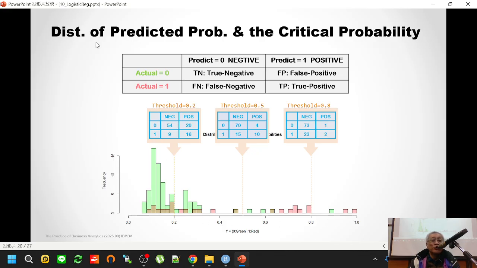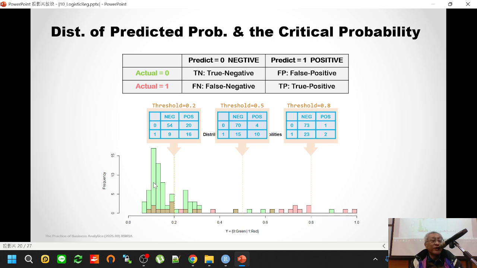And here I actually make a plot. I call it distribution of predicted probability. For every point in our data set, we have a predicted probability. So first of all, I take all of the data points where actually y equals 1, and I draw the histogram in red color.